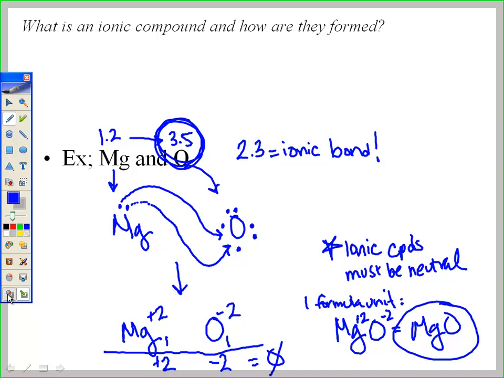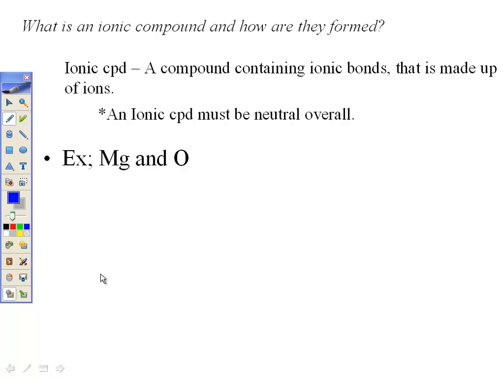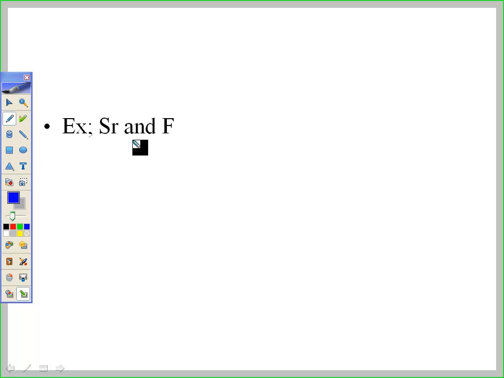Let's do another one. If I have strontium and fluorine, and again, I think this is different than in your notes. Let's go ahead and change it. Strontium has an electronegativity of 1.0 and fluorine is 4.0. So that's a difference in electronegativity of 3.0, which means that this is an ionic bond. If I look at my difference in electronegativity, its character is 89% ionic, which means it's very ionic.